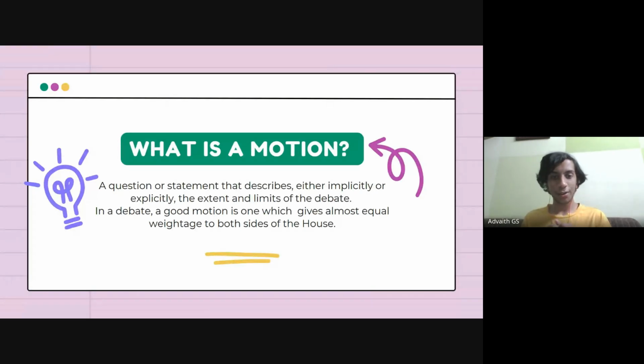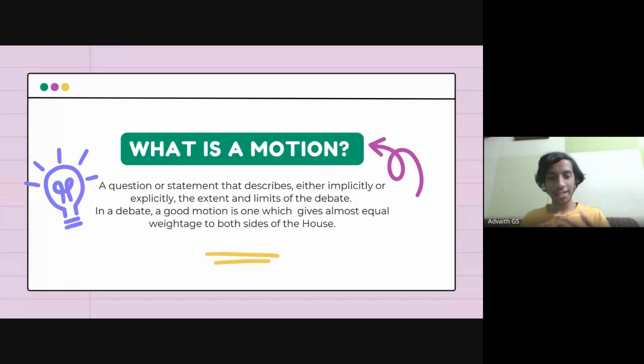So simply stated, a motion is a question or a statement that describes, either implicitly or explicitly, the extent and limits of the debate. All right, this is a very generally worded statement. What this basically means is it sets the tone, it sets the topic, it sets the agenda for the debate, and it also defines what you can and should not talk about, right? So it tells you that in a debate about, say, AI, you should not start talking about agriculture, right? If it's not clearly implied, if you don't give me a clear bridge, there are a lot of other topics that simply don't make sense. And this is what a motion tells you, right?